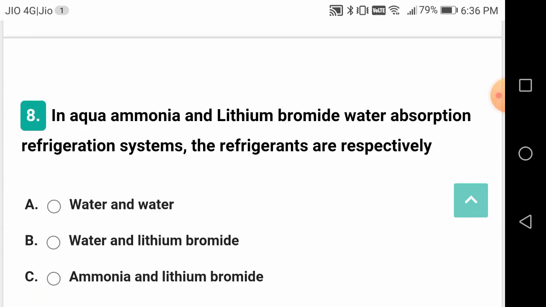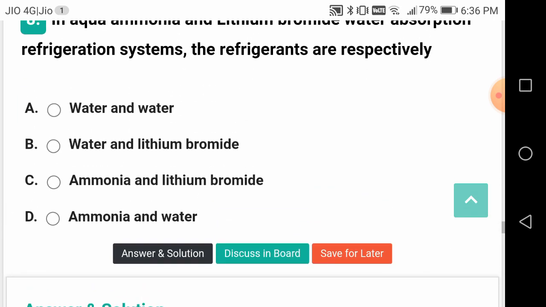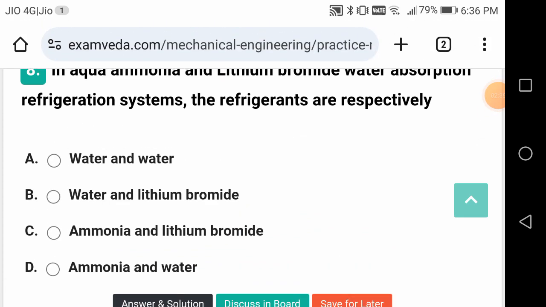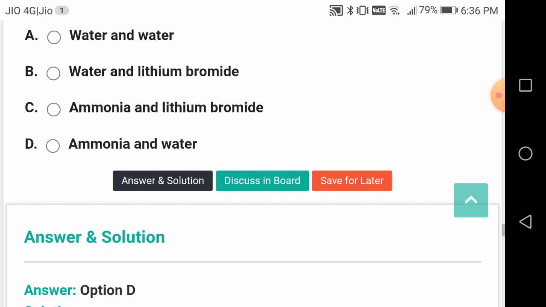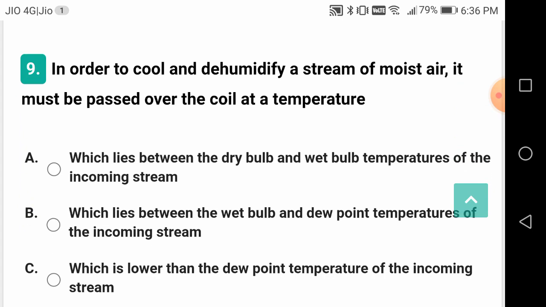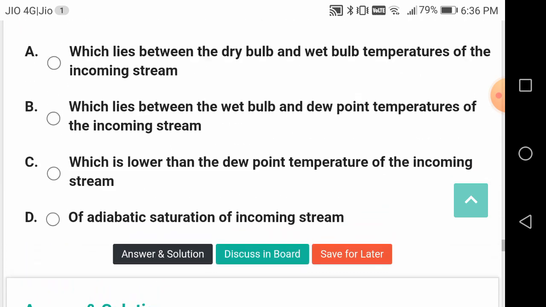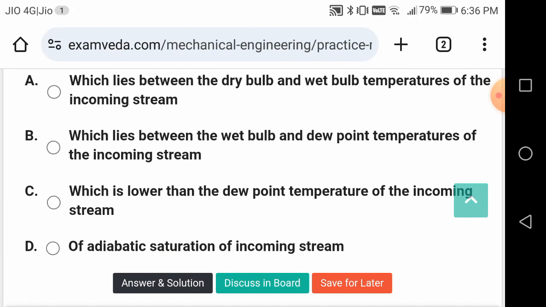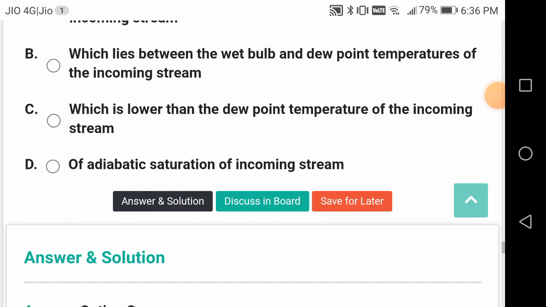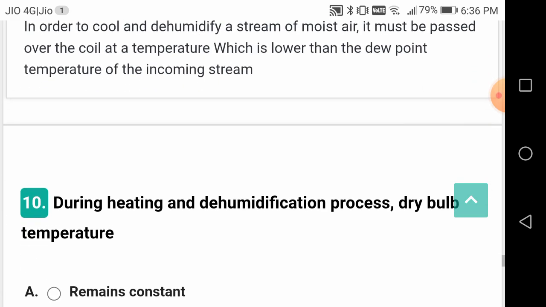In aqua ammonia and lithium bromide water absorption refrigeration systems, the refrigerants are respectively ammonia and water, NH3 plus H2O. In order to cool and dehumidify a stream of moist air, it must be passed over a coil at a temperature which is lower than the dew point temperature of the incoming stream. If it is more than that, what is going to happen, friends? Dew is going to be formed, which is undesirable.